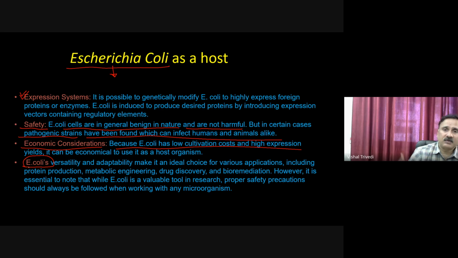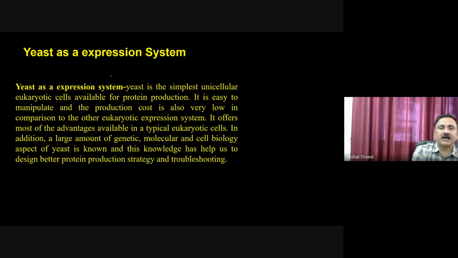And when you talk about the eukaryotic system, you go with the simplest eukaryotic system, which is yeast. So yeast can also be used as an expression system, right? Yeast is the simplest unicellular eukaryotic cell available for protein production. It is easy to manipulate, and production cost is also very low in comparison to other eukaryotic systems.